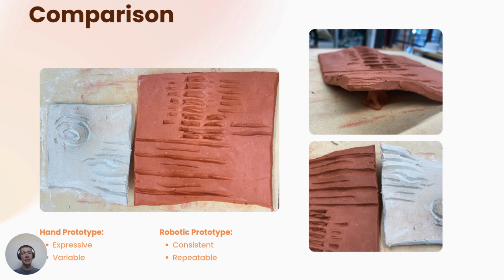This comparison highlights a key tension in digital craft, the balance between control and responsiveness. While robotics enables precision and scalability, traditional hand processes offer adaptability and material sensitivity. The project sits between these two approaches, exploring how robotic systems might replicate gestures while still engaging with material behavior.